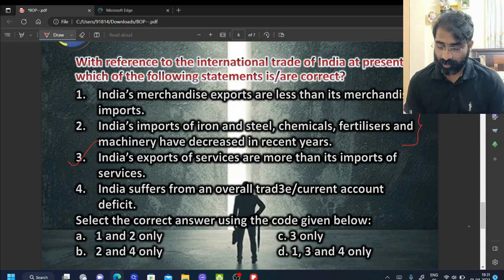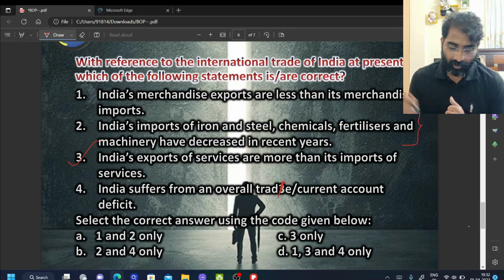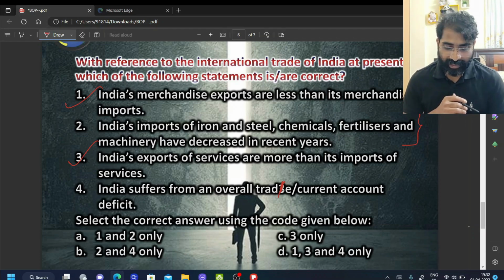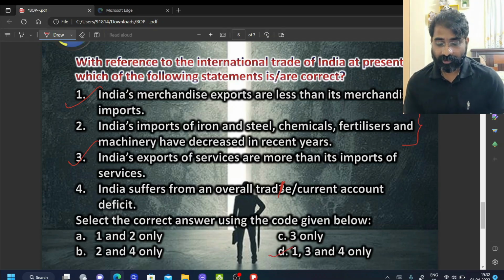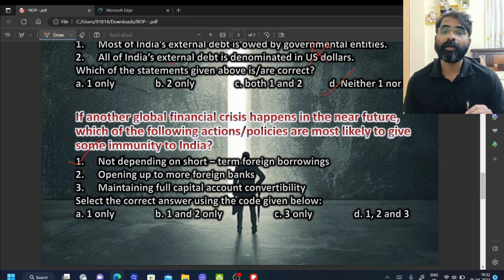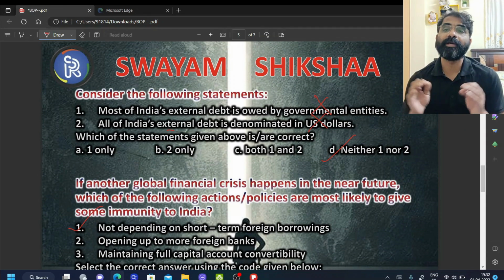India suffers from an overall trade or current account deficit. So India generally has current account deficit. Okay, and then India's merchandise exports are less. So answer should be one is okay. Okay. And three is okay. India's export of services are more than its imports. And so generally we face trade or current account deficit. So 1, 3, and 4 seem to be okay. So like this, based on the logic, we can answer, and most importantly, concept becomes more important.